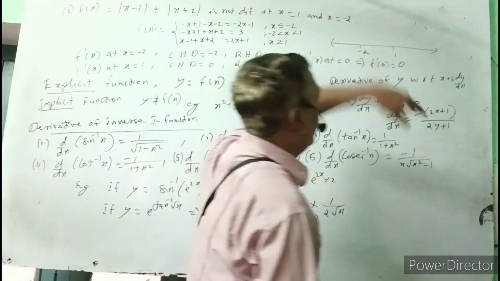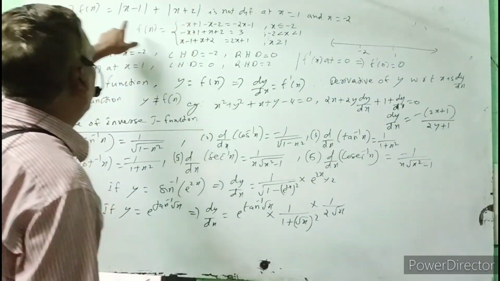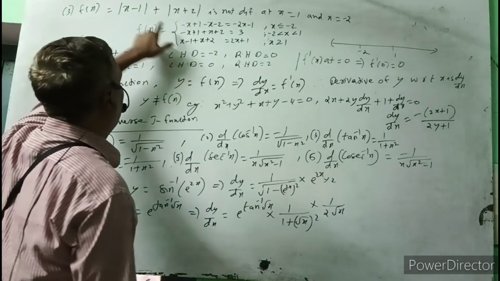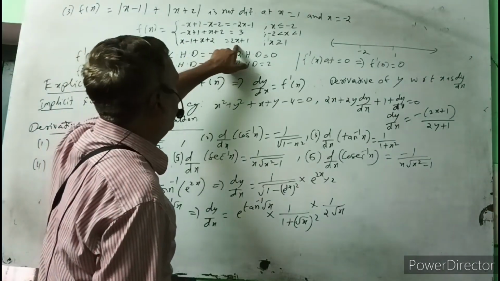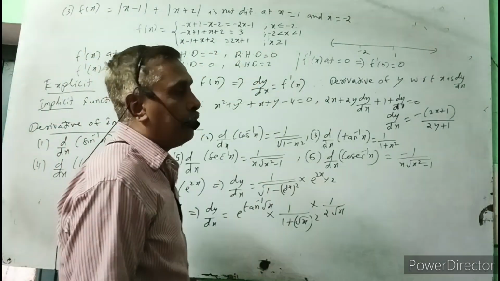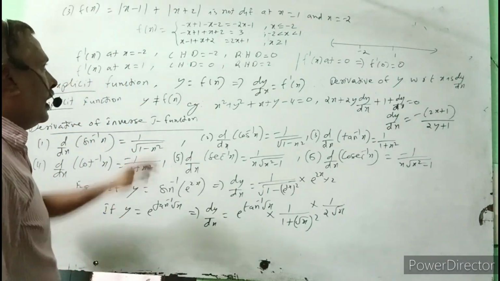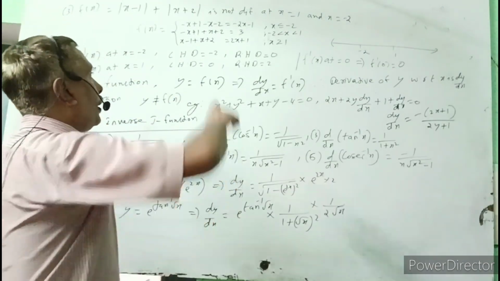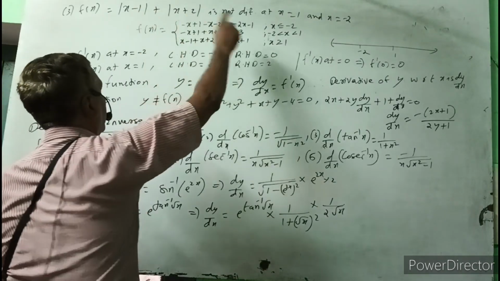Similarly, number more than 1. Suppose I am taking 2. This also will be positive, this also will be positive. So like that it is written, simplifying 2x plus 1 for any number greater than or equal to 1. You may see that this complete function is continuous but not differentiable at 1 and minus 2.